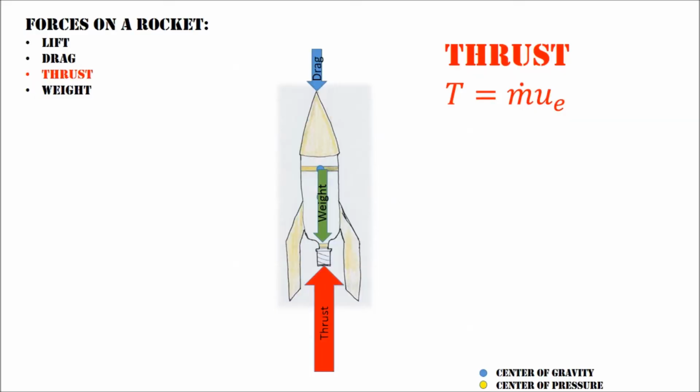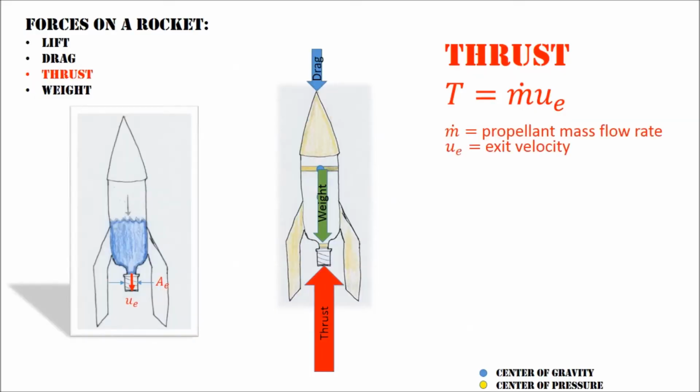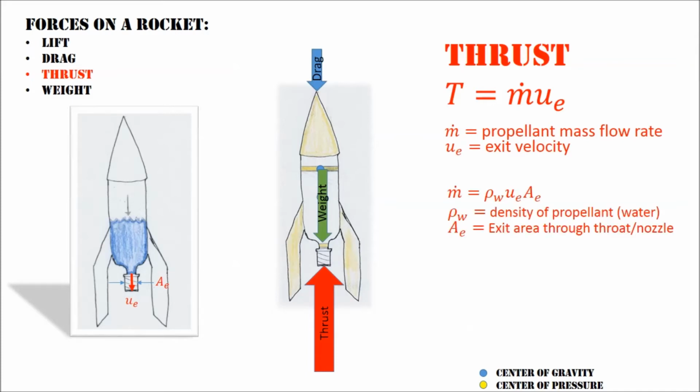Thrust depends on the propellant mass flow rate and the exit velocity. Assuming incompressible flow, the mass flow rate depends on the density of propellant, in this case water, the exit velocity, and the exit area. It's important to note that I could use compressed air only. However, water is nearly 1,000 times more dense than air. With a greater propellant density, the mass flow rate is greater, thus the thrust is greater.